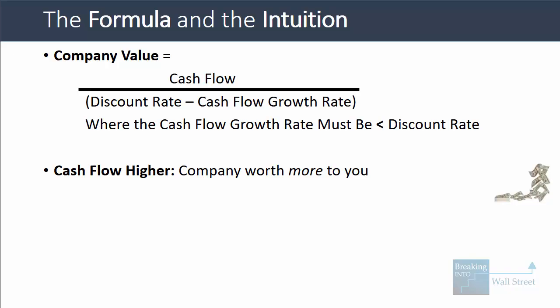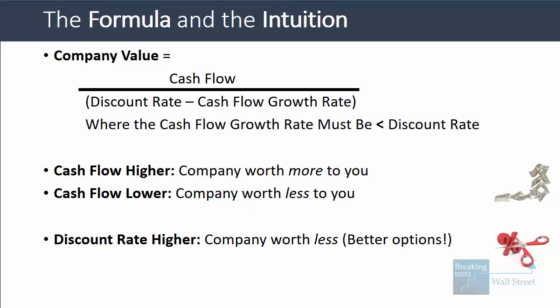If the cash flow is higher, the company is worth more to you, which is pretty intuitive, I think, because cash flow is in the numerator here. And if cash flow is lower, the company is worth less to you. If the discount rate is higher, the company is also worth less. You know that because with a higher discount rate, the denominator is a higher number. Therefore, the whole fraction is a lower number.